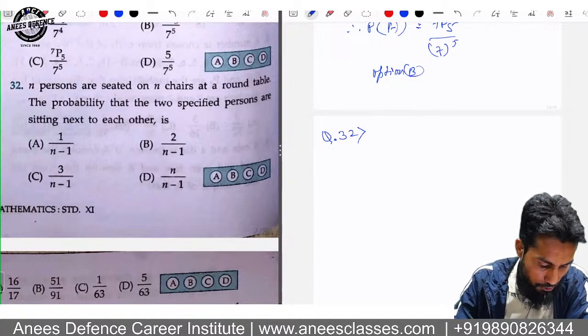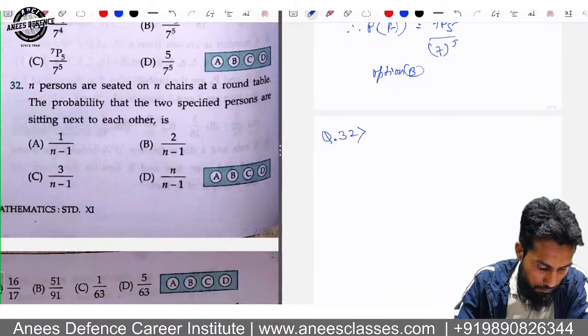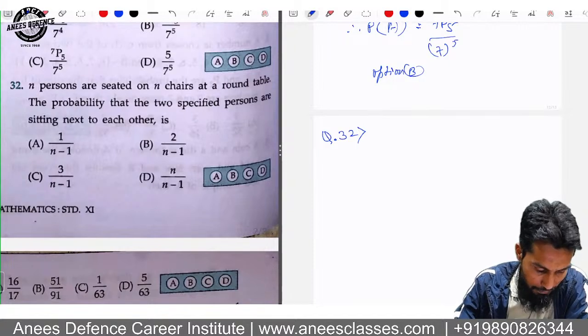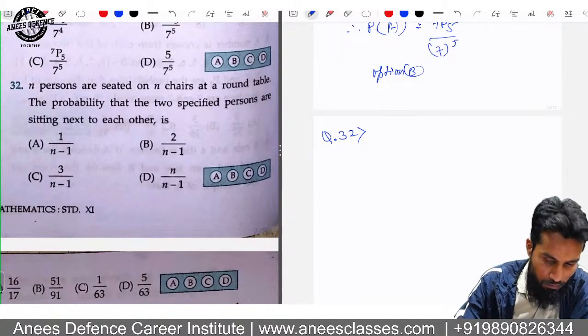Suppose you are specifying 2 persons out of n persons. So you are left with n minus 2 and that 2 persons will be taken as 1 unit. So total n minus 2 plus 1, that is n minus 1. But since they are in a circular arrangement, when you take the factorial, 1 is subtracted from the total number of persons. So you have to take n minus 2 factorial for the event. And what about the sample space? Total n minus 1 factorial. So I think n minus 2 factorial divided by n minus 1 factorial will give you the answer.